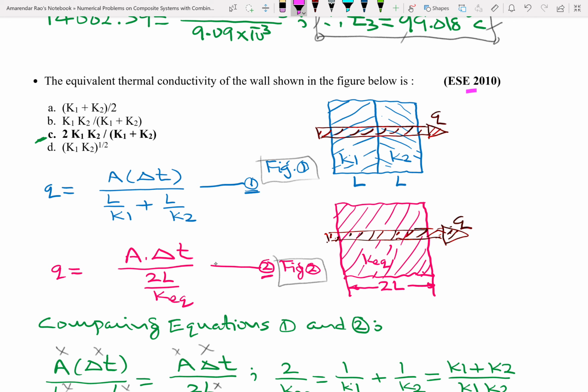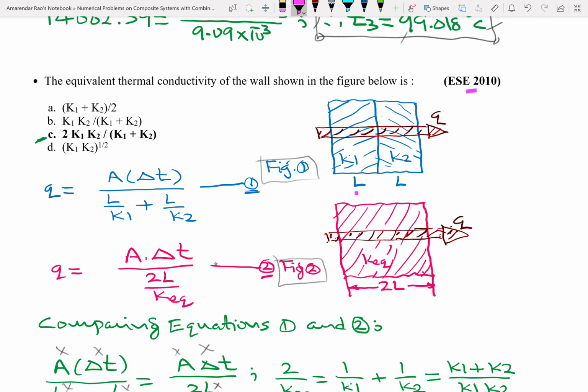K1 plus K2 by 2, K1 K2 by K1 plus K2, 2 K1 K2 by K1 plus K2, square root of K1 K2. So you have a composite wall of the same thickness L and L, with thermal conductivities K1 and K2. Of course, with some area and some heat transfer rate, Q can be written as A times delta T by L by K1 plus L by K2.